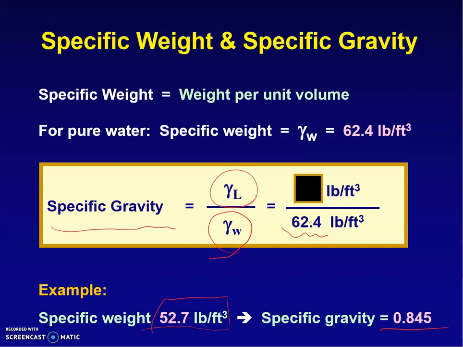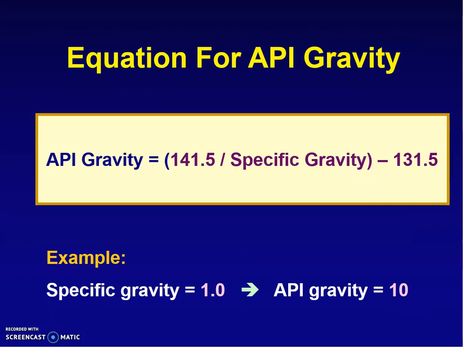Another parameter for the weight of fluids that we use in petroleum engineering is called API gravity. If you look at papers or industry reports of fluid properties, you will see that API gravity is used, and it is defined based on the specific gravity. This is a specific equation we use: 141.5 divided by specific gravity, minus 131.5.